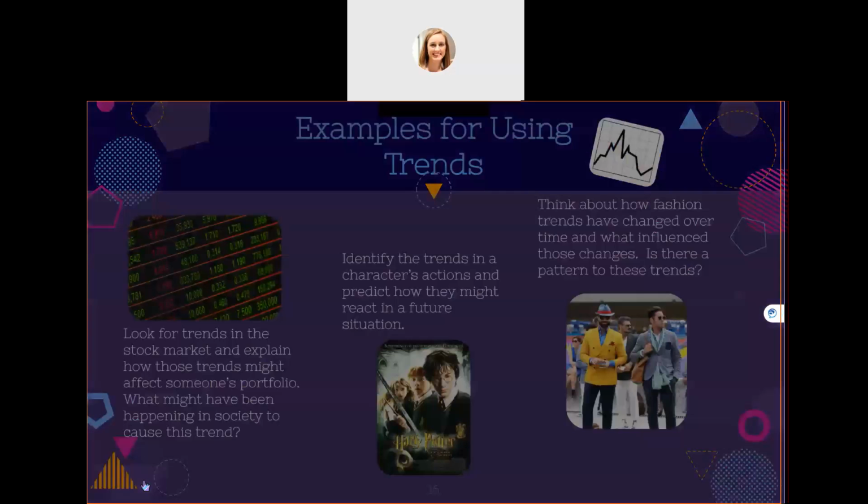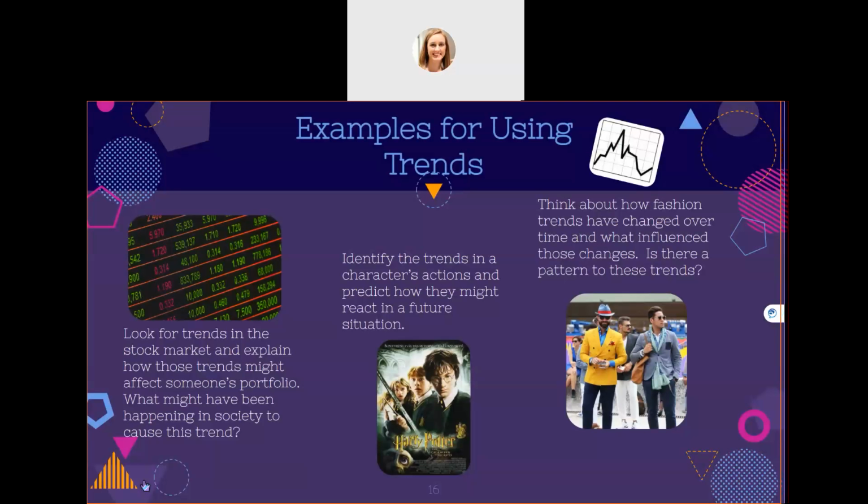Some ways that you might use trends. If you're teaching economics in the stock market, you might have students look at how the trends in the stock market are affecting someone's portfolio, or what might have been happening in society to cause this trend. In books and novels, identify the trends in a character's actions and predict how they might react in a future situation, knowing how they've reacted in the past. Or think about how fashion trends have changed over time and what has been the influence of those changes. Is there a pattern to these trends?